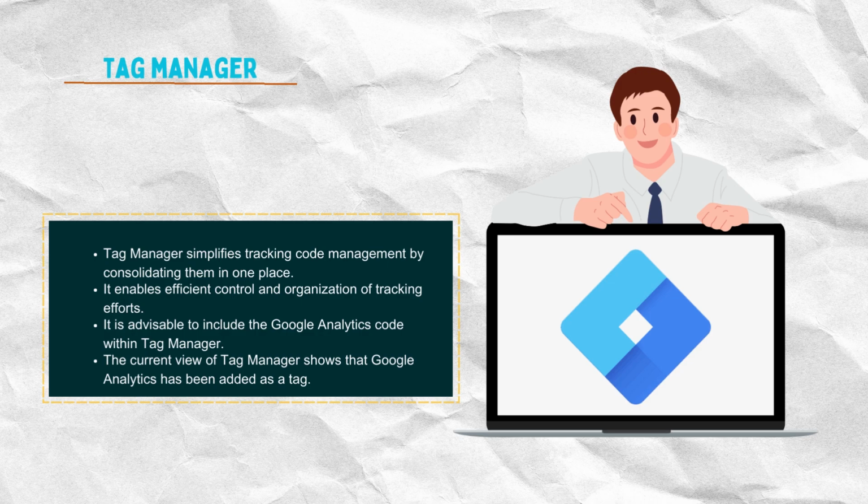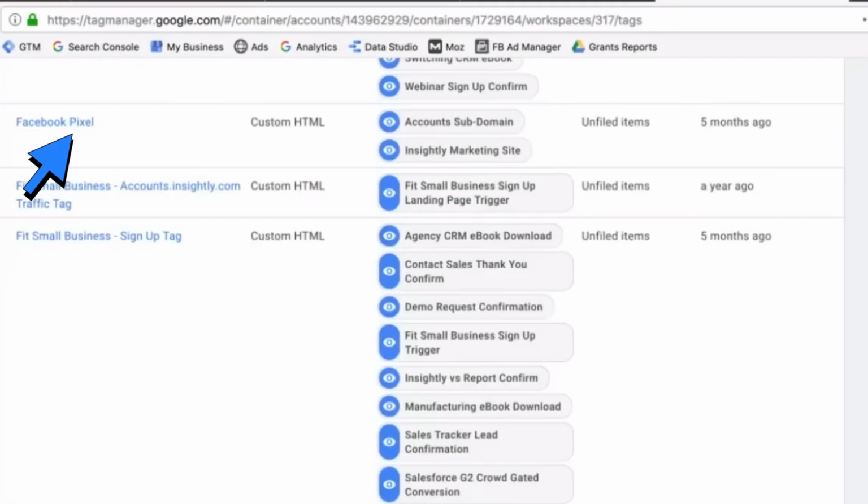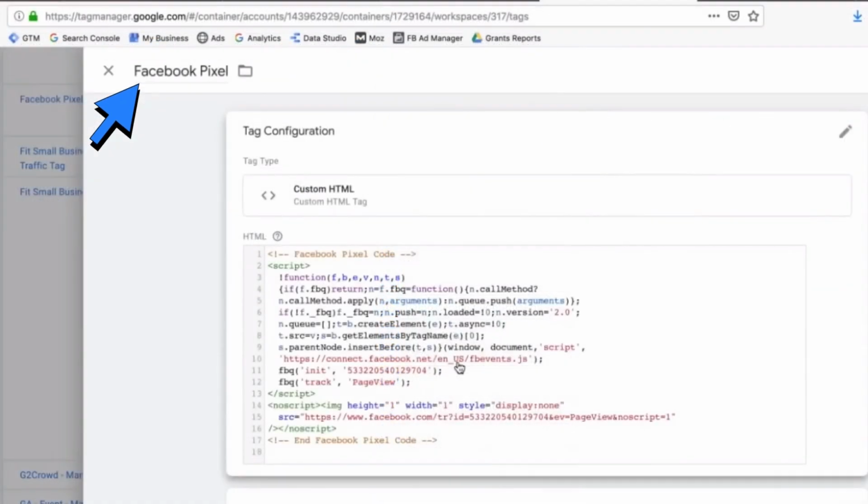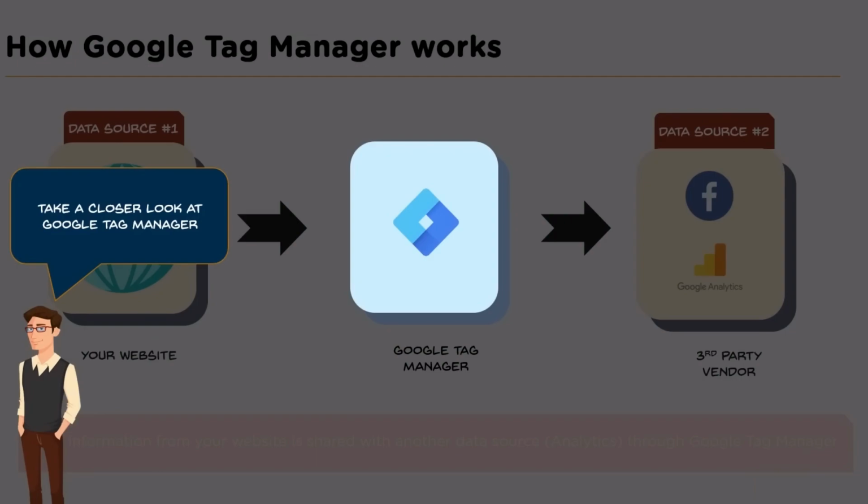Now, if you are using Tag Manager, it is advisable to include the Google Analytics code within it. In my current view of Tag Manager, I can observe that I have added Google Analytics as a tag. Similarly, if I am running a Facebook campaign, I can take the pixel tracking code provided by Facebook and insert it into Tag Manager. In this case, I can see that the Facebook pixel code has been added to Tag Manager. It's worth emphasizing that I can incorporate tracking codes from any platform into Google Tag Manager to monitor behavior originating from those sources.